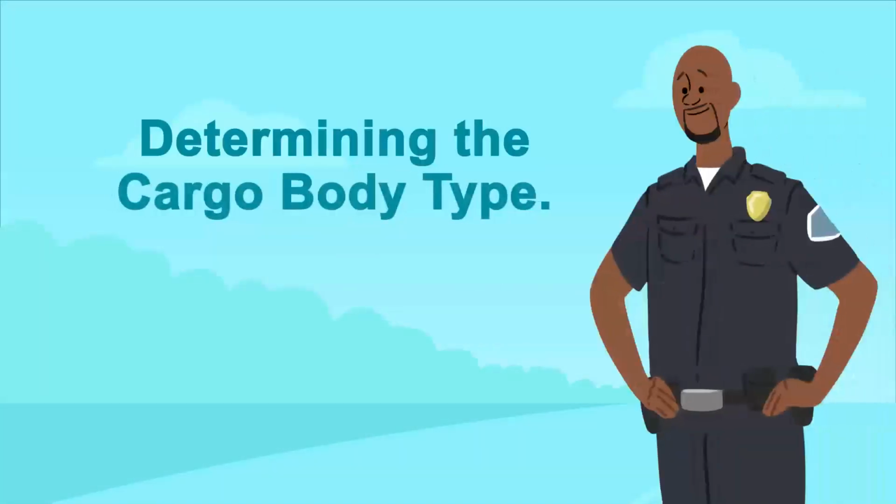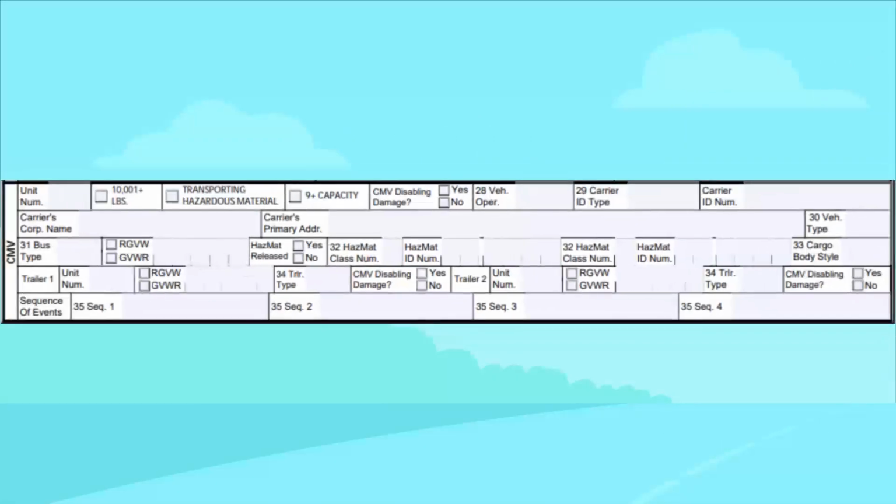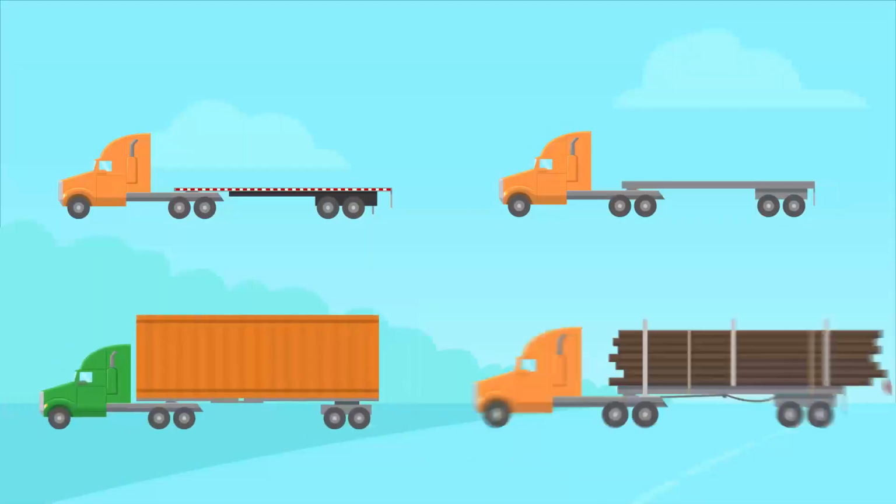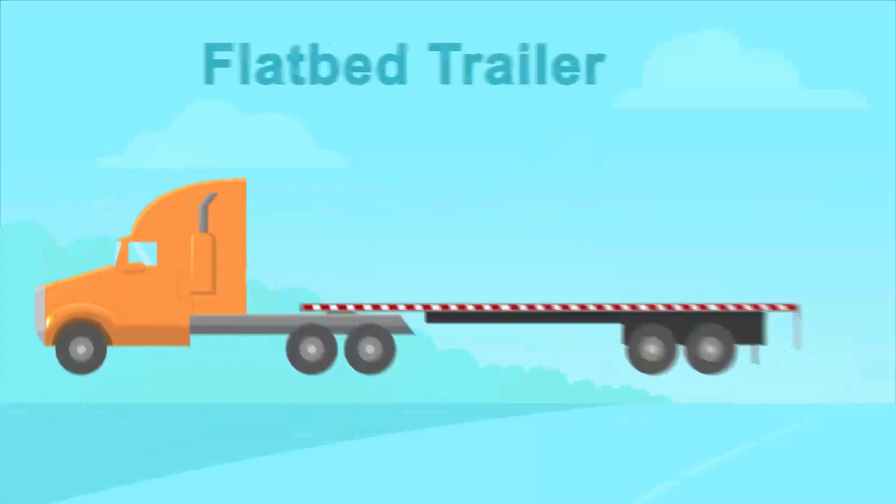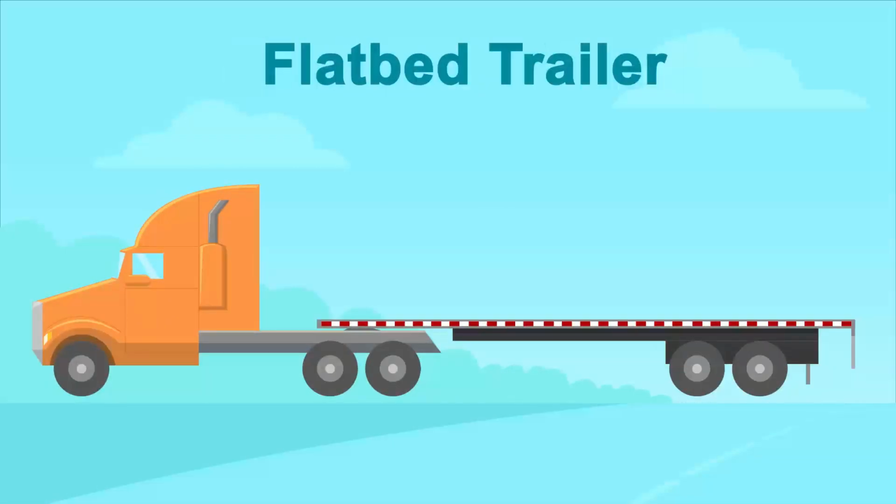Determining the cargo body type. When a CMV unit is involved in a crash that is not a hit-and-run, the closest description of the cargo body style for the commercial vehicle or combination of vehicles involved in the crash should be indicated in the CMV section. A few examples of CMV cargo body types that typically have trailers attached are flatbed, pole, intermodal, or logging trailers. A flatbed trailer has a flat, load-bearing surface which normally does not have fixed permanent sides.